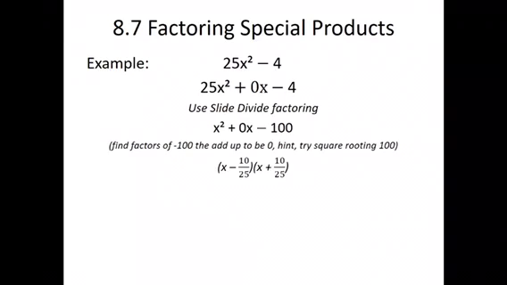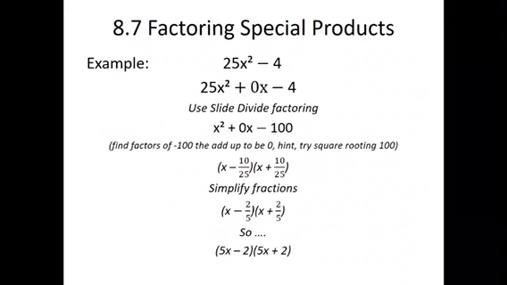So we get x minus 10 and x plus 10, and then we divide by our leading coefficient of 25. In this case, 25 doesn't go evenly into 10, so we reduce both fractions. We get x minus 2/5 and x plus 2/5. So for the bottoms up portion, we have to move the denominator over, and our final answer in factored form is 5x minus 2 times 5x plus 2.